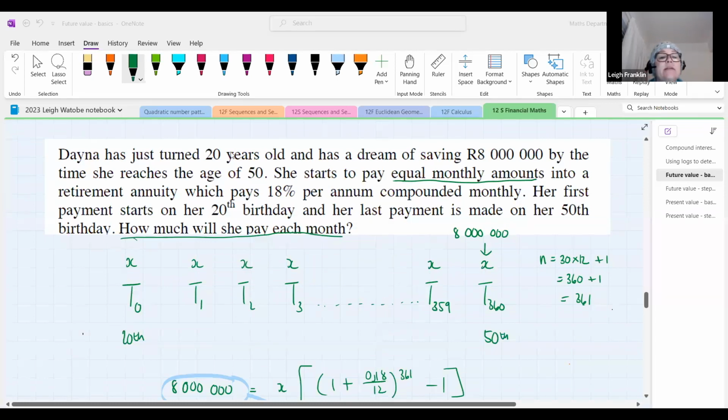Okay, so Zerufatso, it tells us that she starts to pay equal monthly amounts into a retirement annuity. Her first payment starts on her 20th birthday. And her last payment is made on her 50th birthday. Because they are saying her payments start on her 20th birthday, that's why there is going to be this payment at T0.